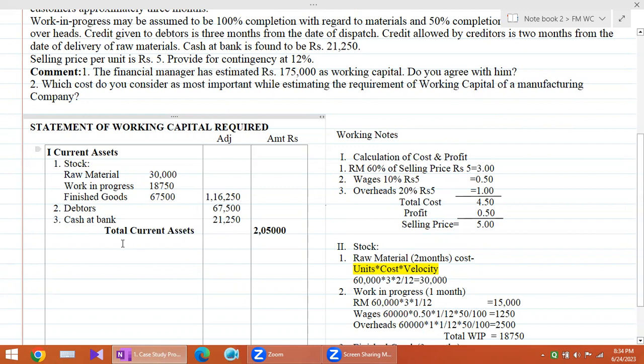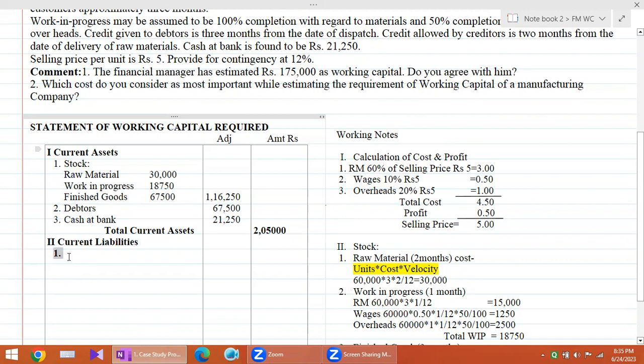Okay. So this is the caps I have written so that you will get to know. Then comes less. What we are deducting here, this is current liability we have to deduct. Here I'm writing it's less current liability. Now, in the problem, only one current liability is there. What is that? Write it in bold.